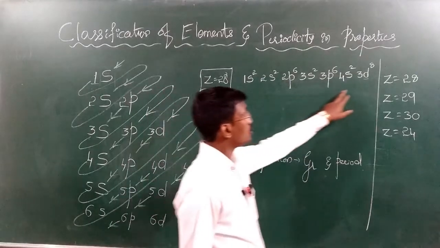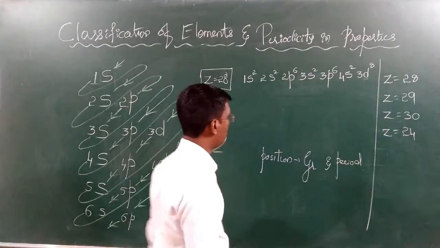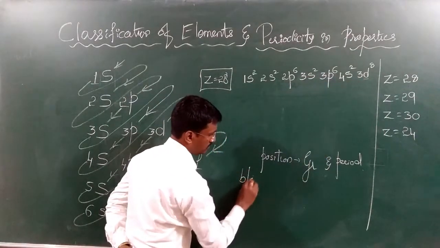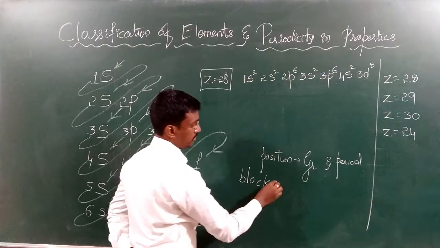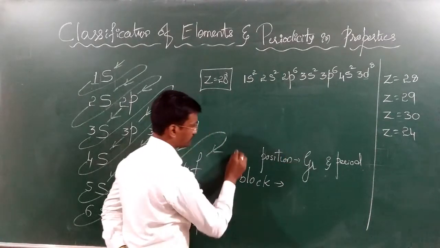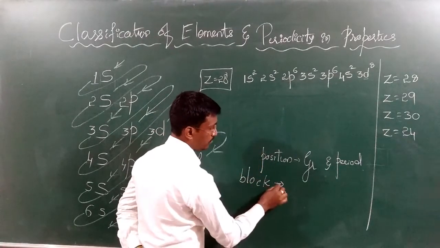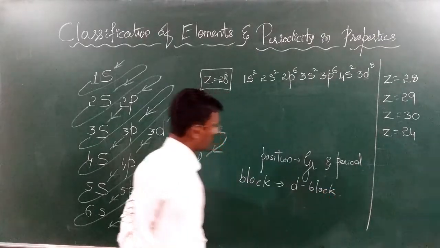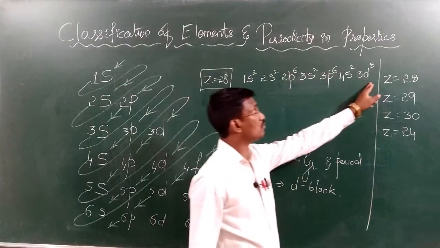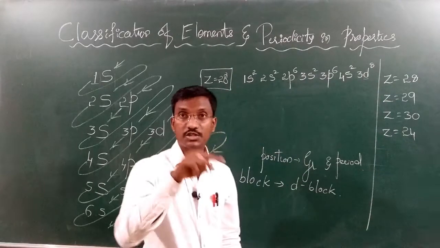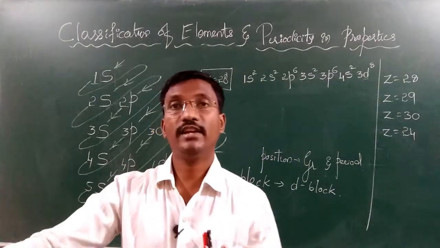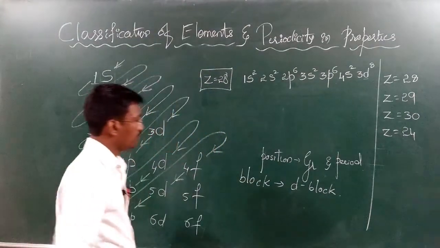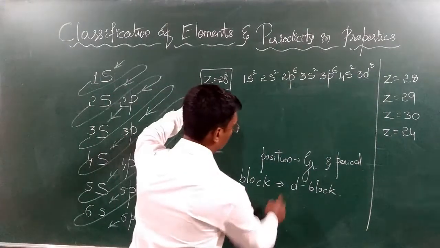If the outermost electron is filled in a d orbital, it explains the block. Which block? Atomic number 28 belongs to which block? It belongs to the D block. Why? Because the outermost electron is filled in 3d. The last electron is filled in 3d. If it is filled in s, it comes in the S block. If it is in p, it comes in the P block. So this is the first one, the block.